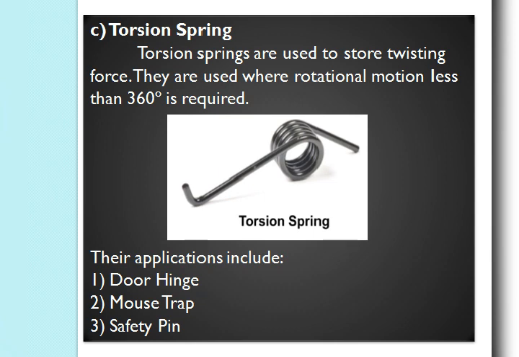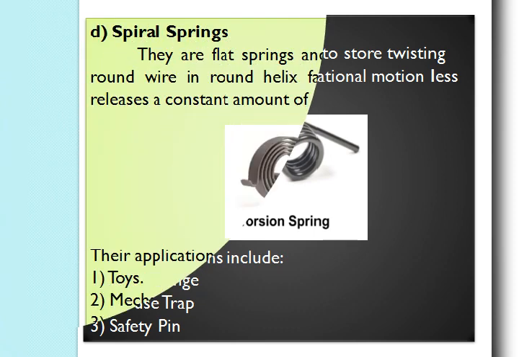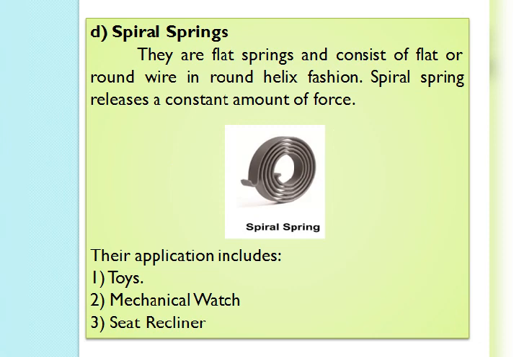They are used where rotational motion of less than 360 degrees is required. It is useful for rotational energy, like a clamp and all that you have seen, the clip of an examination pad. In that clip, they are using this kind of spring only. Their applications include door hinges, mouse trap, safety pin. These are the different applications of the torsion spring.